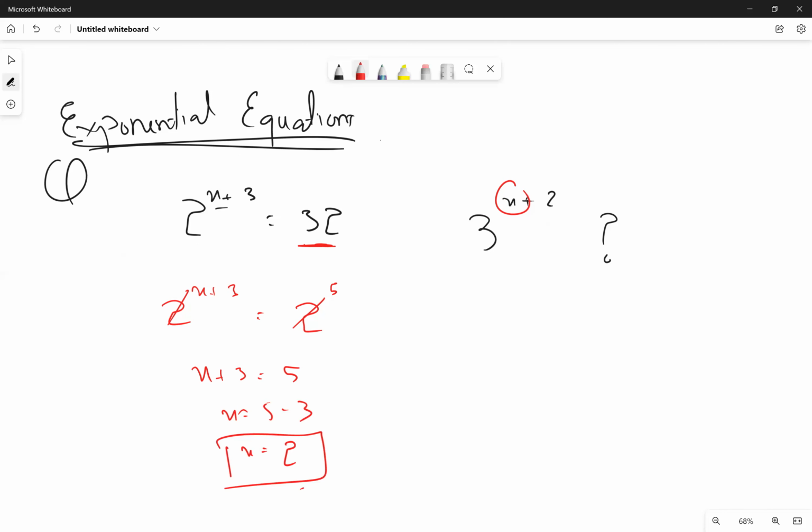Now what you're going to do is simply substitute the value in the new equation. 3^(2+2), 3 raised to the power of 4, and 3 raised to the power of 4 is 81. This is the answer.